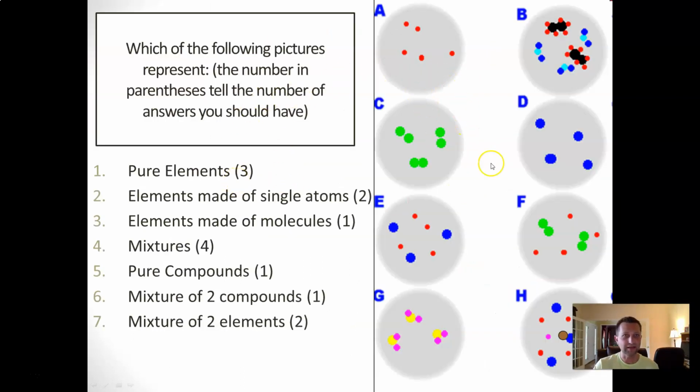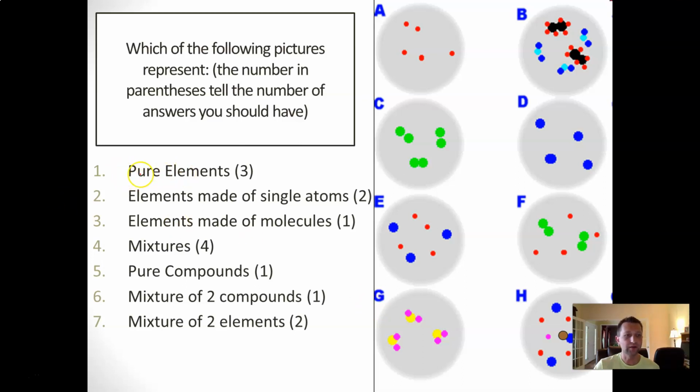You can take a look at this, and you can actually pause the video and try this. For number 1, it says pure elements. There are 3 of them here. You have A through H. 3 of those are pure elements. 2 of them are elements made up of single atoms. And then you can go through the rest. So pause the video, give these a try. We'll go over them real quick and see how we did.